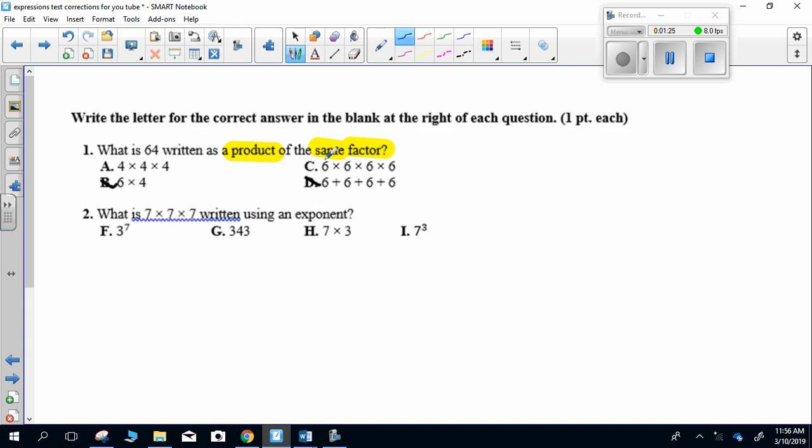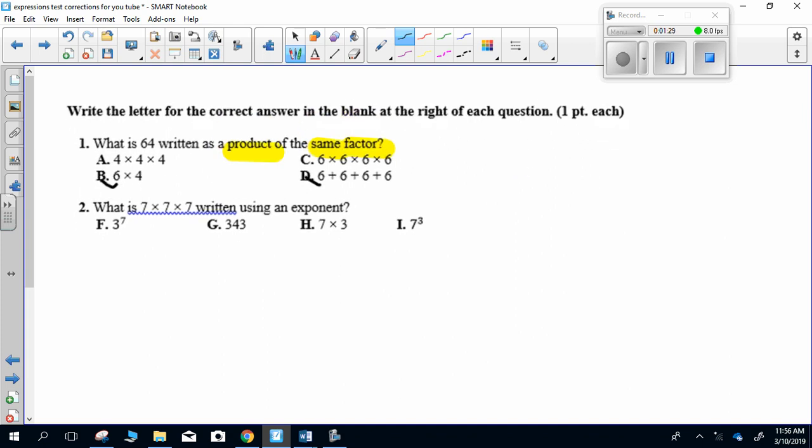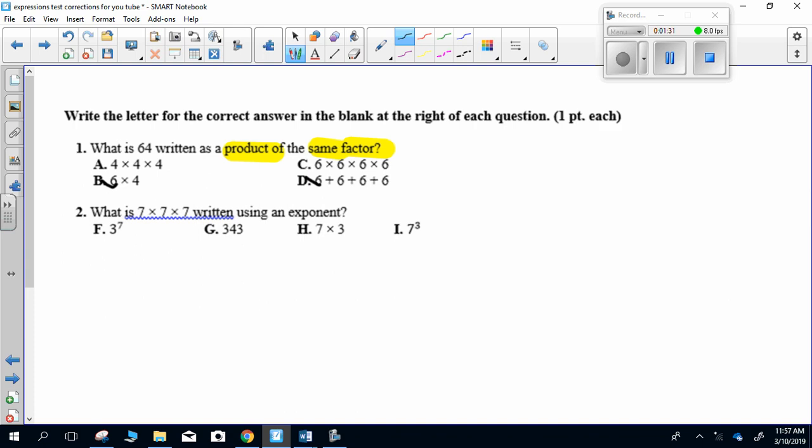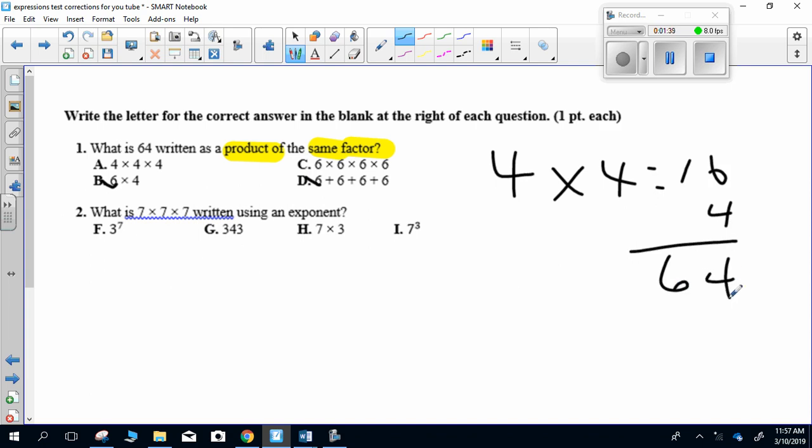When I do my multiplication, 4 times 4 is 16. 16 times 4 is 64. So choice A is my answer. So on your paper, write 64 equals 4 times 4 times 4. Next one. What is 7 times 7 times 7 written using an exponent?